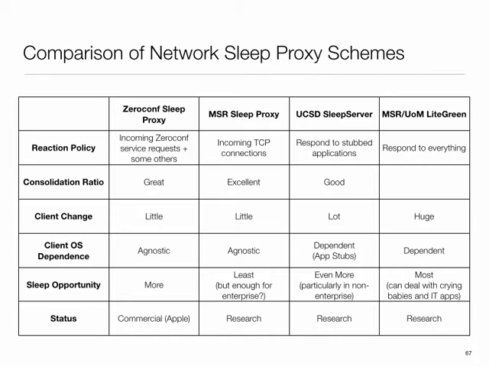Various dimensions. One is reaction policy, which is when is the sleeping node woken up? How much consolidation they do, that is, is it one-to-one or do many sleeping machines get supported by a single piece of hardware? How much change do you require on the client? For example, SleepServer or LiteGreen require a totally different type of client, whereas something like the Sleep Proxy or the Apple stuff are relatively minor changes. How dependent they are on the OSs, how much can they sleep, and of course the penetration that exists.